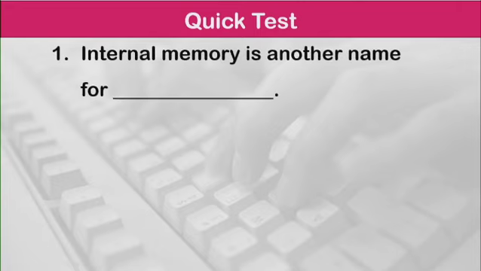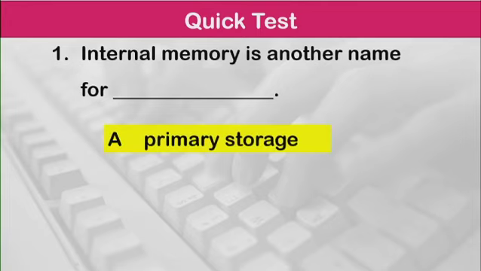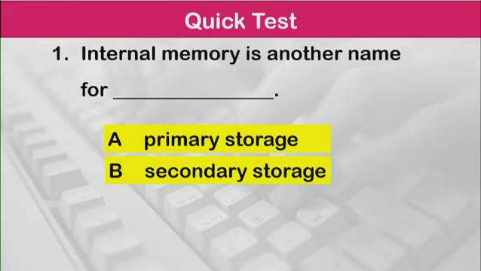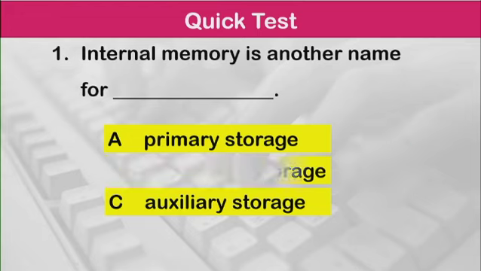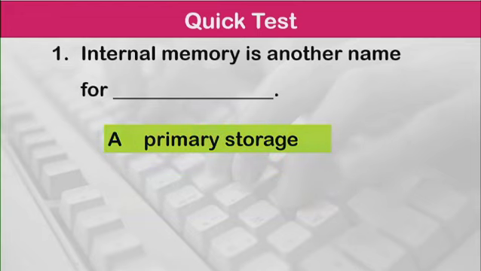Number 1. Internal memory is another name for A. Primary storage, B. Secondary storage, or C. Auxiliary storage. The answer is A. Internal memory is another name for primary storage.